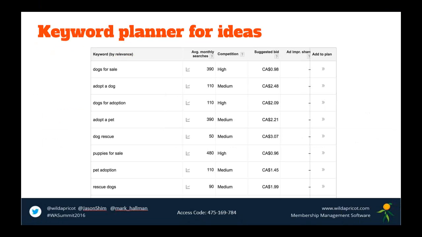To take this further, if we put in dog adoption as the keyword solely, you'll see it returns a whole bunch of related keywords: dog for sale, adopt a dog, puppies for sale, rescue dogs. Again, all very relevant search terms, which might just help us expand our horizon a little bit.